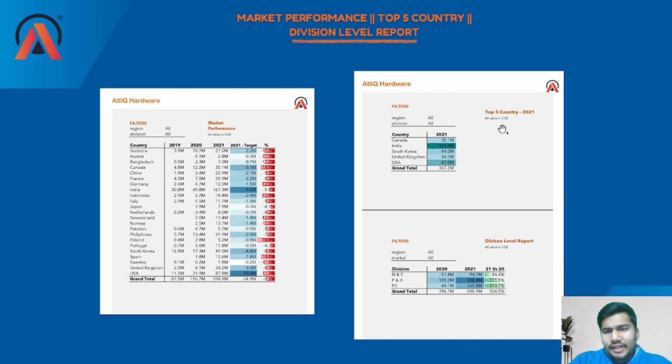Now coming to top five countries, here we can see India is contributing the maximum number of sales, and here we can see at the division level the maximum is PNA in the year 2021, and here's the comparison 21 versus 20.